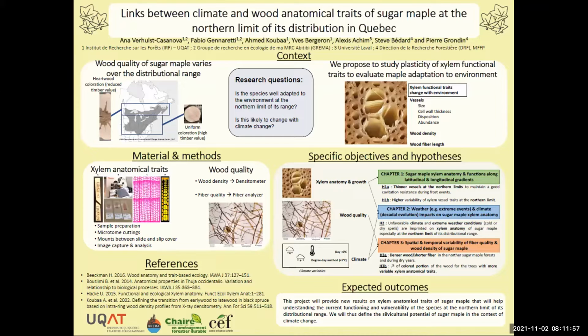To address this question, we will study the plasticity of the xylem functional traits to evaluate maple adaptation to environment, and also its variability. We will focus on the vessel size, the wall thickness, abundance, and also the wood density and wood fiber quality.